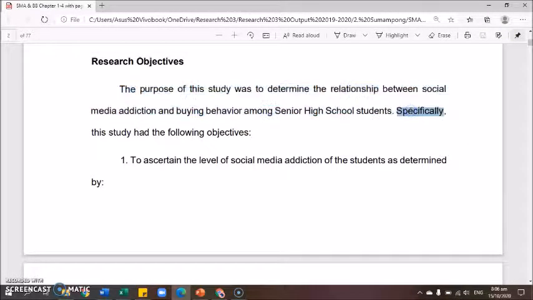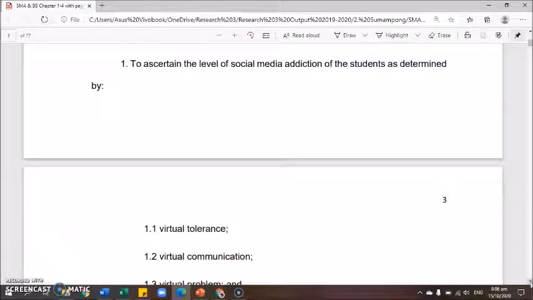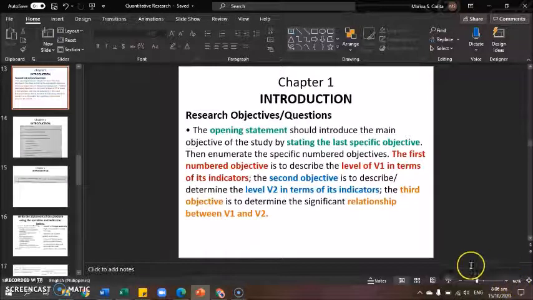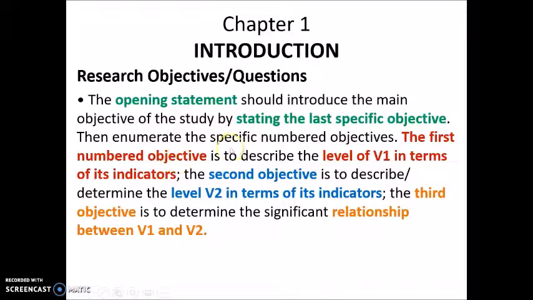Specifically, now this word is important because it tells your reader that you are going to introduce your specific objectives. Okay, so specifically, this study had the following objectives. So, these are now your specific objectives. Merong tatlo ha. So, sa atin, we are going to have 3 specific objectives. Una, ano ba yung mga objectives natin? Sabi dito, your first objective is to describe the level of variable 1 in terms of its indicators. Okay? Level of your first variable or variable A in terms of your indicators.